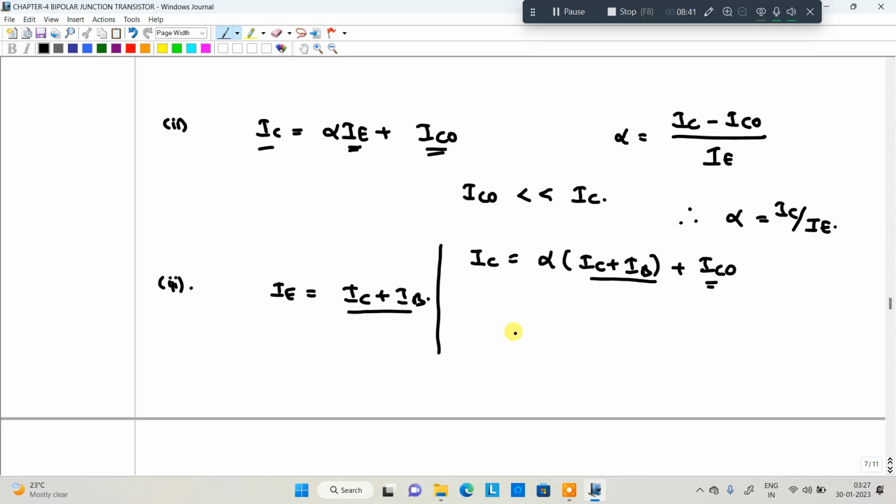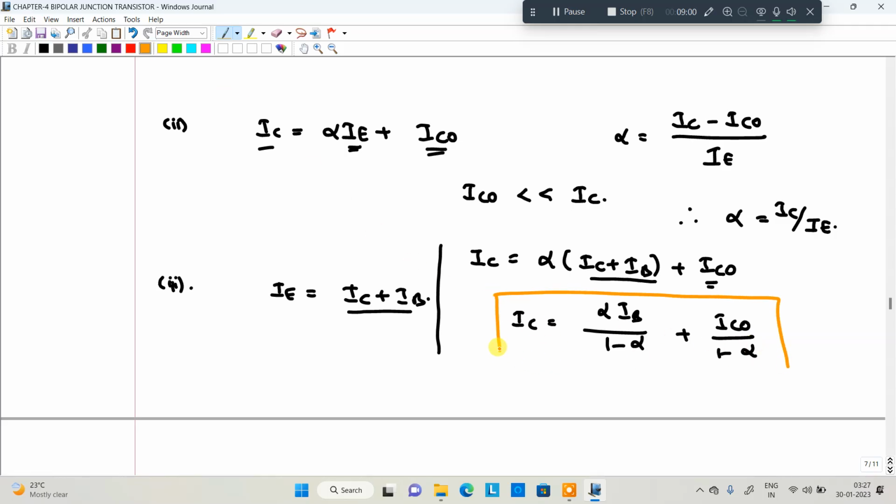So finally, IC is equal to alpha into IB divided by 1 minus alpha, plus ICO divided by 1 minus alpha. This is the formula we have to remember. This is the collector current formula, and it includes the leakage current also. Is it okay?